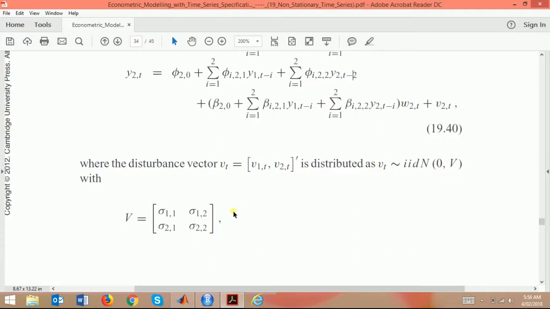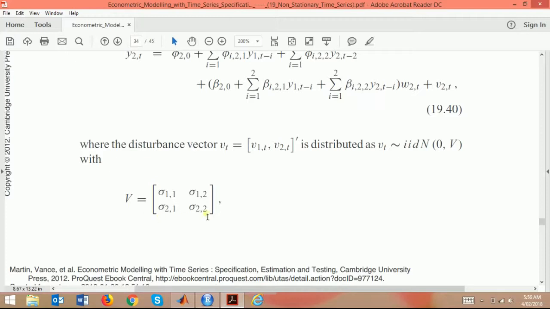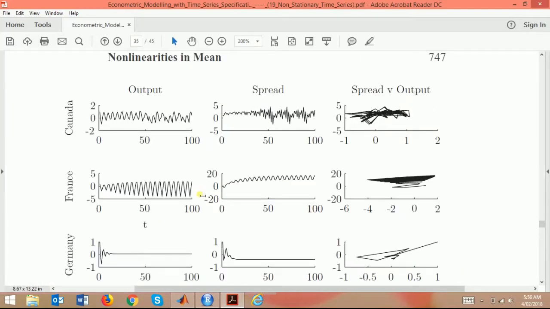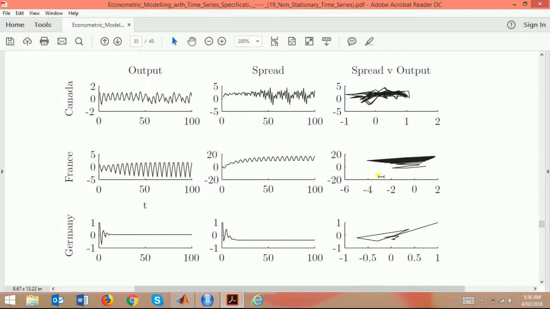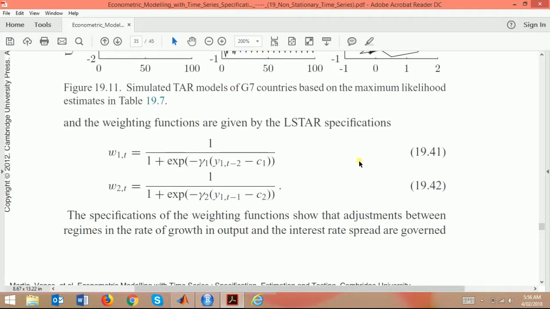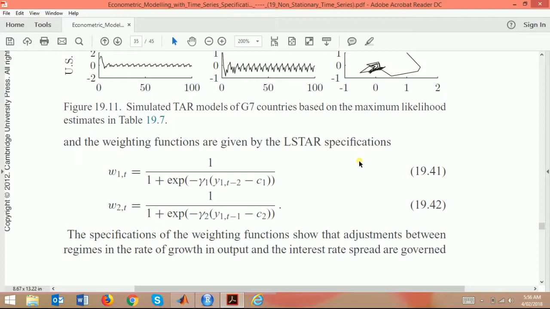The disturbance vector is distributed with 0 mean and V covariance. We have each country's output and interest rate spreads, and we simulate the TAR models of the G7 countries based on maximum likelihood estimation. So given actual values, we simulate the TAR models. This gives us a very strong message: whenever we take one model, we simulate the nonlinear or threshold models. Basically, that helps us define the characteristics of the data given to us. In the weighting function, c is the threshold, right? And here the lambdas are hiding the squashing, the parameter inside.